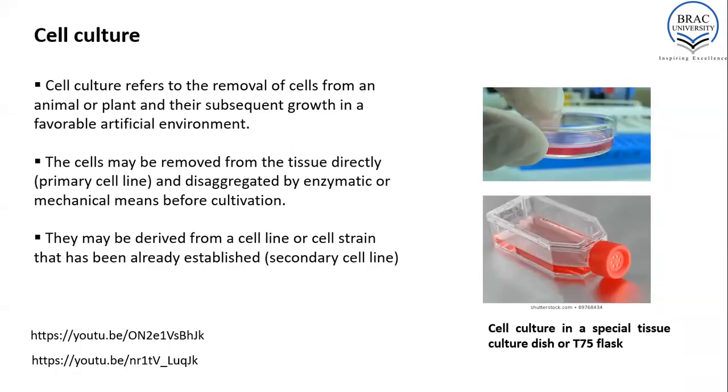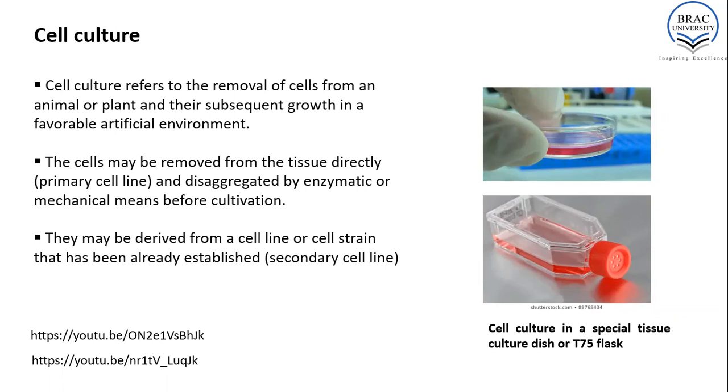So now we will be discussing cell culture. Cell culture refers to the removal of cells from an animal or plant and their subsequent growth in an artificial environment. Definitely, the environments need to be suitable for their growth. The cells can be removed directly from the tissues, which is called the primary cell line.